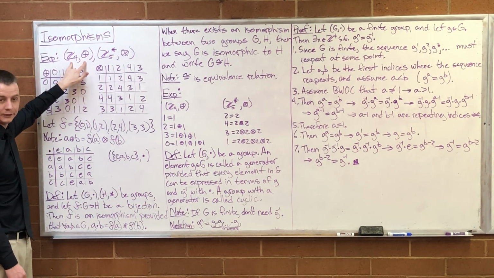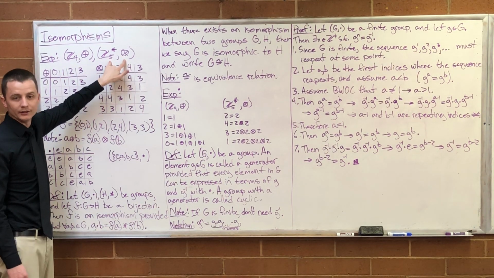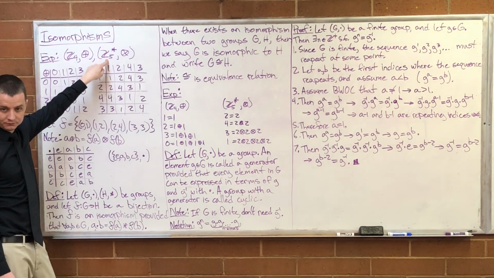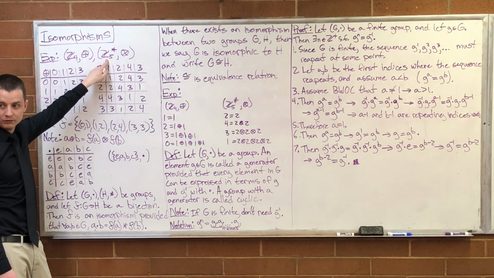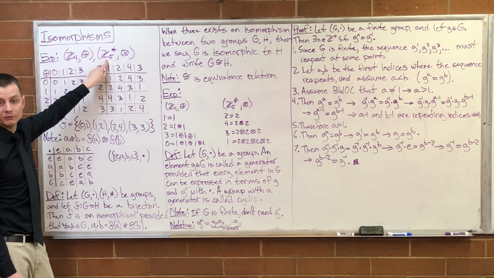We good with what this group is? And then Z5 star with times. What are the elements in here? 0, 1, 2, 3, 4. Not 0, just 1, 2, 3, and 4. What are all the elements in Z5?